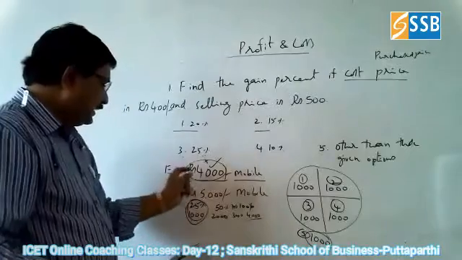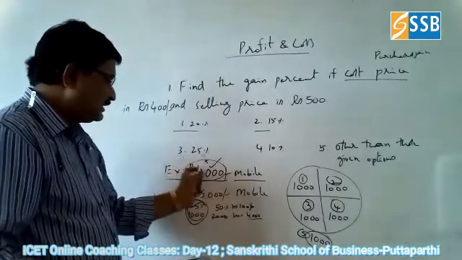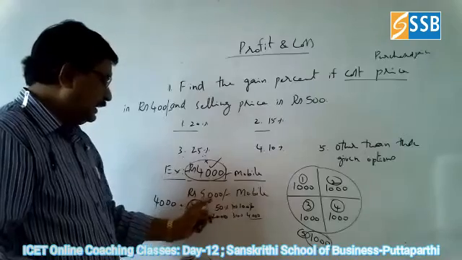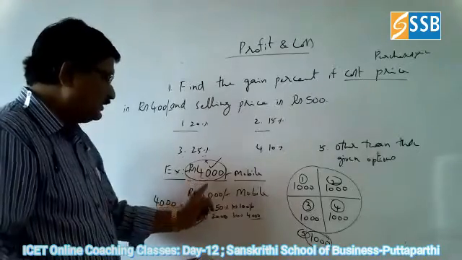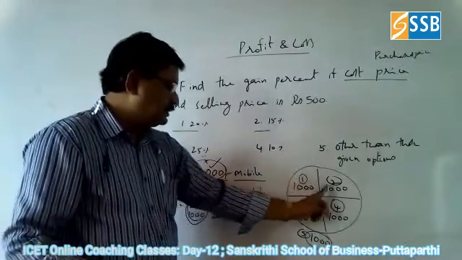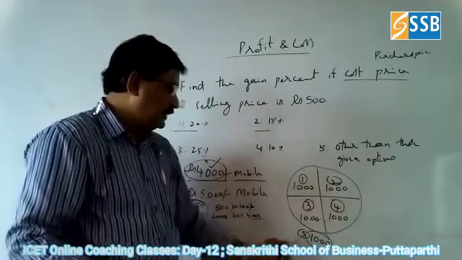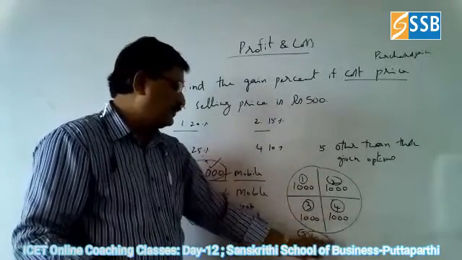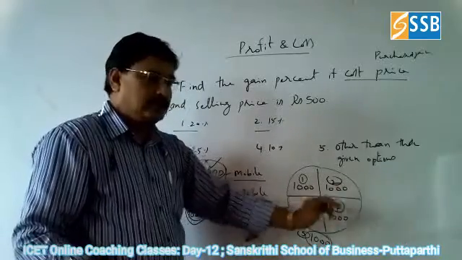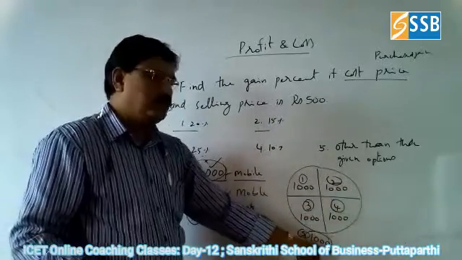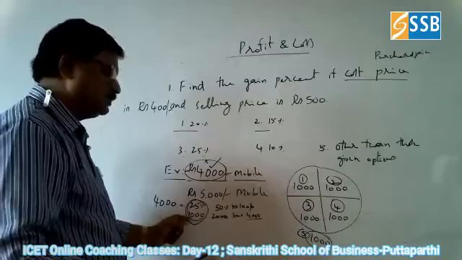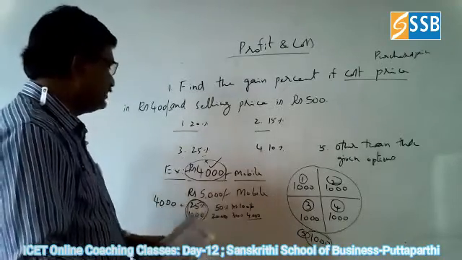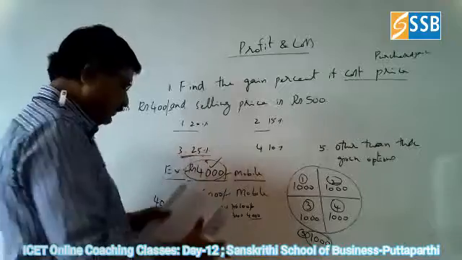Simply speaking, person X purchased a 4,000 mobile and sold for 5,000 rupees, and so this 4,000 is divided into 4 parts, 1,000, 1,000, 1,000, 1,000. He added one more part extra, that is 1,000 rupees. He sold for finally 5,000 rupees. If he sold for 5,000 rupees, definitely he added 1,000. So 1,000, what is the percentage of 4,000? So 25%. Our answer also is 25%.